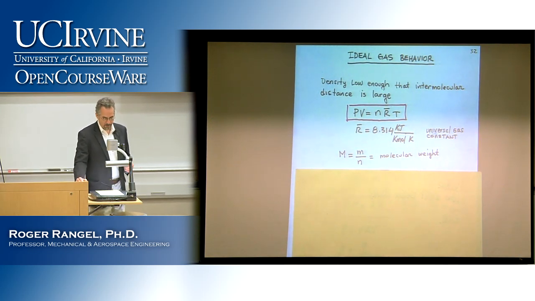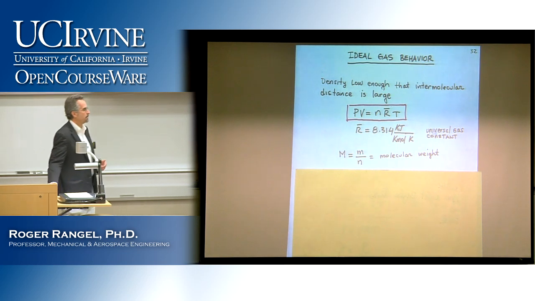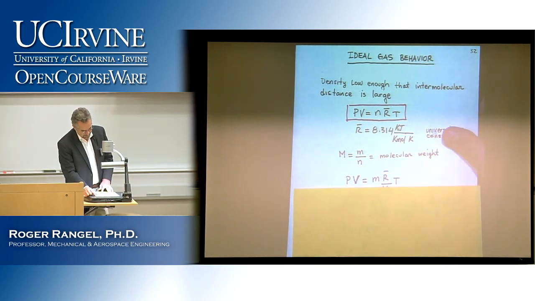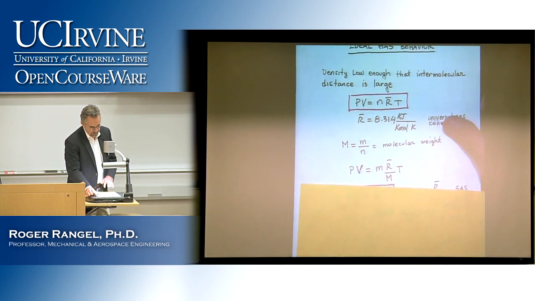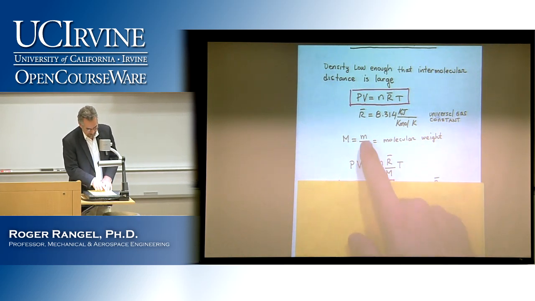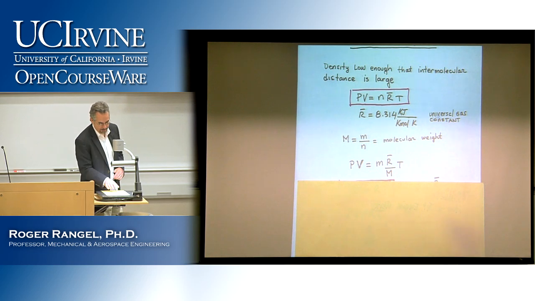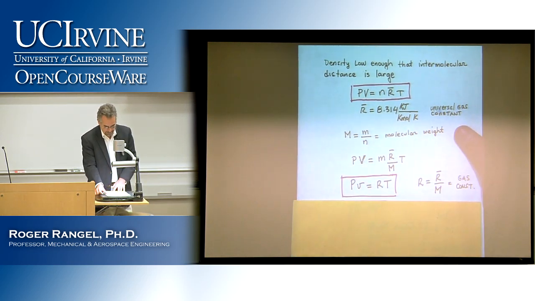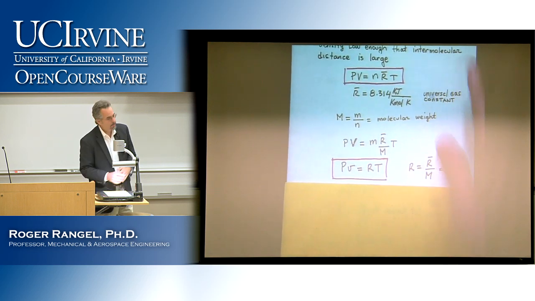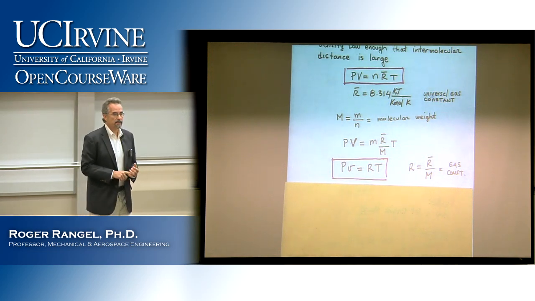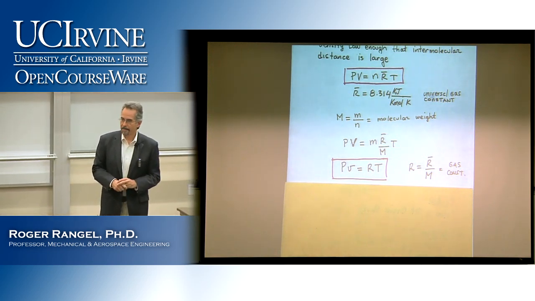There's another piece of information, of course. The so-called molecular weight is the mass over the moles. So I could bring that in and rewrite the number of moles as mass over molecular weight, and I can write it like this. If I do that, then this is another form of writing this equation: P equals ρRT. All right?